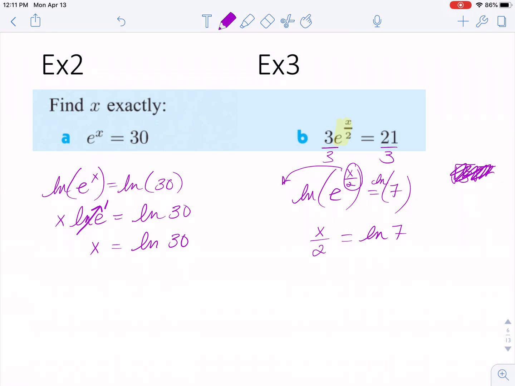So then we're going to multiply both sides by 2. x is equal to 2 ln of 7. Or you could rewrite it as the ln of 49. Either way. I like 2 ln of 7 personally. All right.